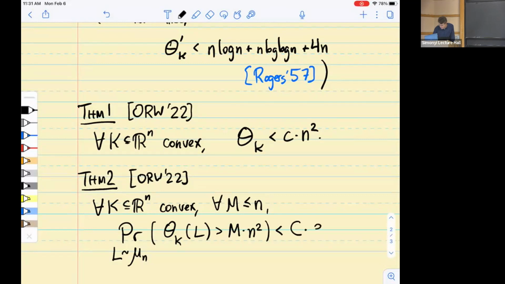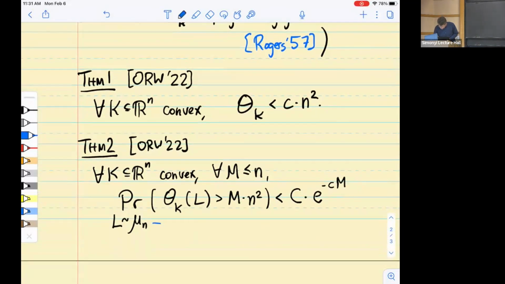And whenever I write a c, it's some number I don't care about. It could be different from one place to the other. Some absolute constants. So this is the main theorem we actually prove. So let me explain a bit what's going on here.